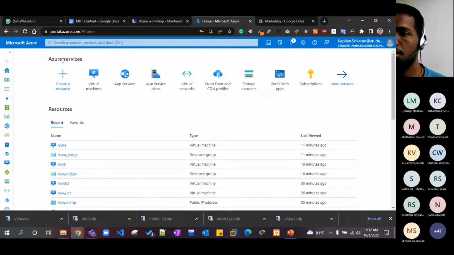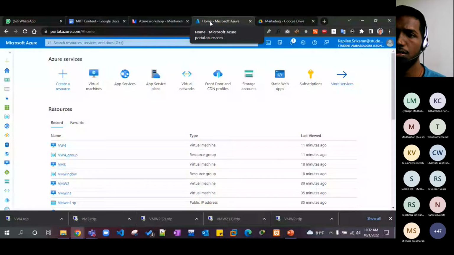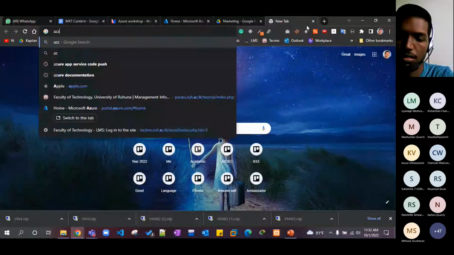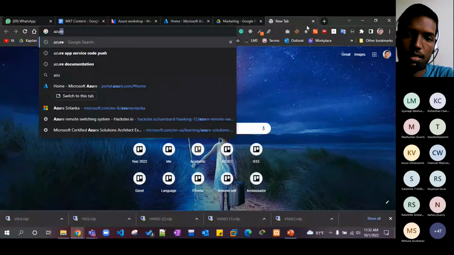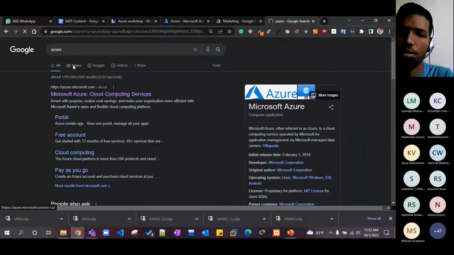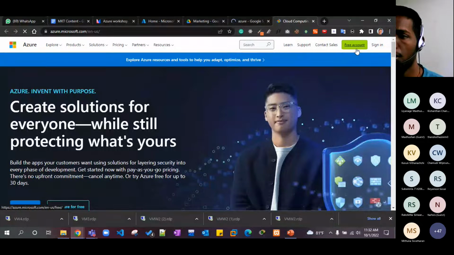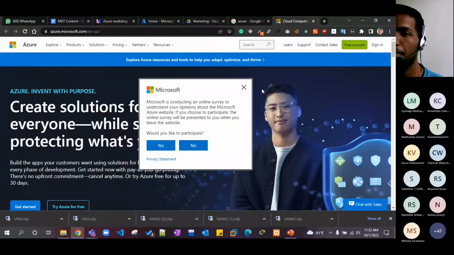When you are looking at Azure, you can go to azure.com or azure.microsoft.com. That's the URL. You just go and sign in. Just type Azure and go to this one. I already have an account. If you don't have an Azure account, just create one. And if you have an account, just sign in. That's the process. I just omit that part.